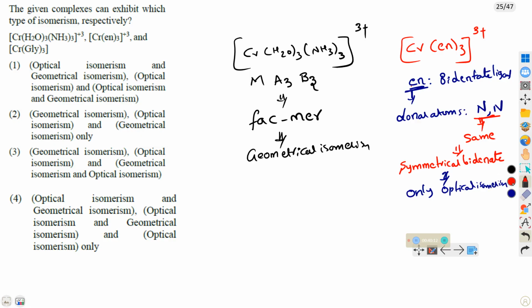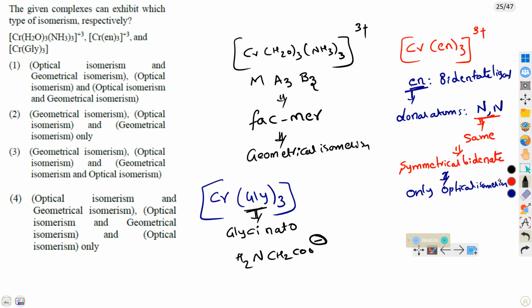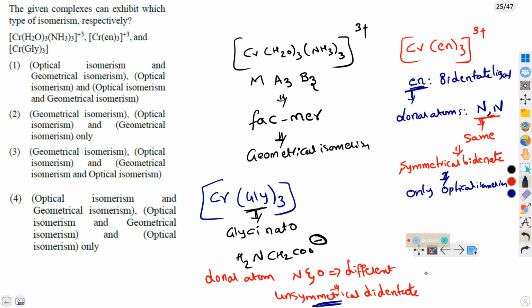Optical isomerism. You can take one more compound, Cr(gly)3. Gly means glycinato. NH2CH2COO minus. Donor atoms, nitrogen and oxygen. Different types of atoms. So this is considered an unsymmetrical didentate or bidentate ligand. If the bidentate ligand is unsymmetrical, it exhibits geometrical isomerism and optical isomerism. Based on that, third option correct.